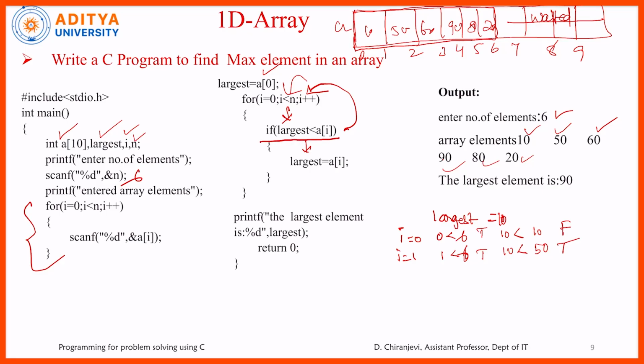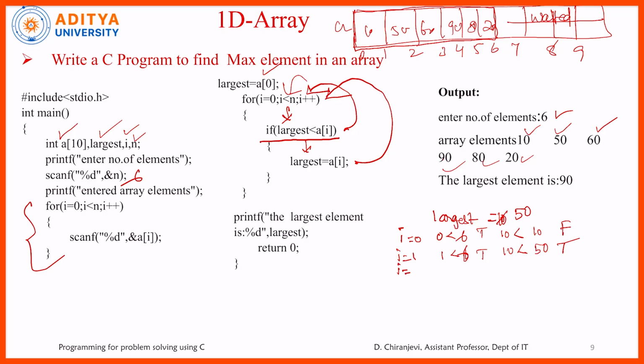Because this condition is true, you are coming inside the if condition and you are updating the largest value. Now largest value you are updating with a of I value. I value is currently 1. A of 1 value, how much? 50. So 10 is updated with 50. That means largest value currently is 50. After updation, from here again you go back and I plus plus.